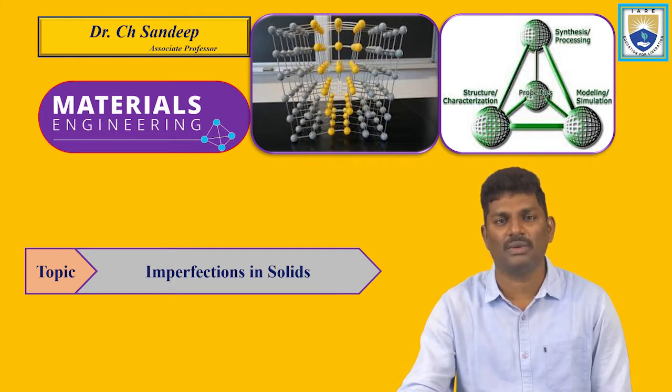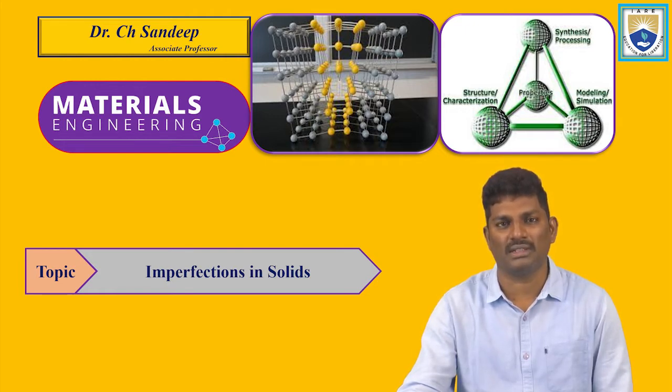In this session, we are going to discuss the imperfections in solids. So, till now we have studied different types of solid structures, different types of atomic structures, and how to resolve them to find out the atomic number, atomic packing factor, all those things. Now, in this session, we are going to find out what types of defects there are in these solids.